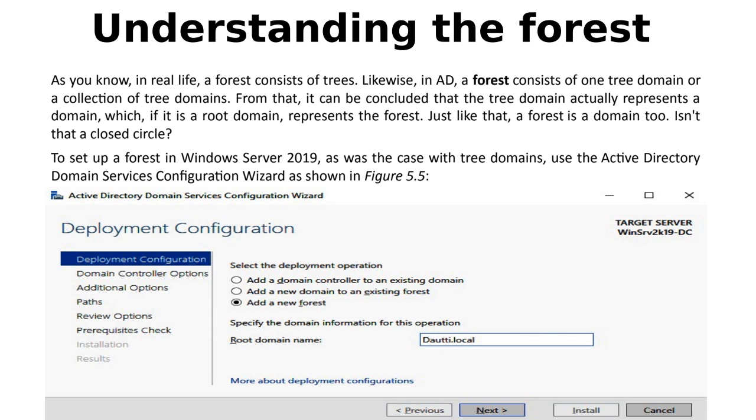So from that, it can be concluded that the tree domain actually represents a domain which, if it is a root domain, represents the forest. That is, if this is the first domain, this is the forest, then I am starting the first tree. When I plant the first tree, it is the beginning of the forest, right? It's the first tree or the root domain of the forest. So duwati.local, because it is the first domain, is the root domain of the new forest.